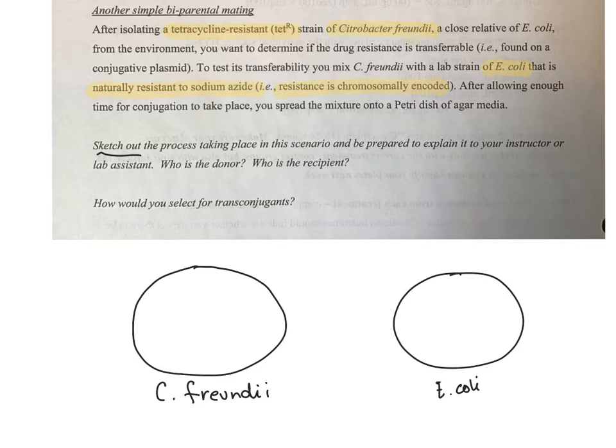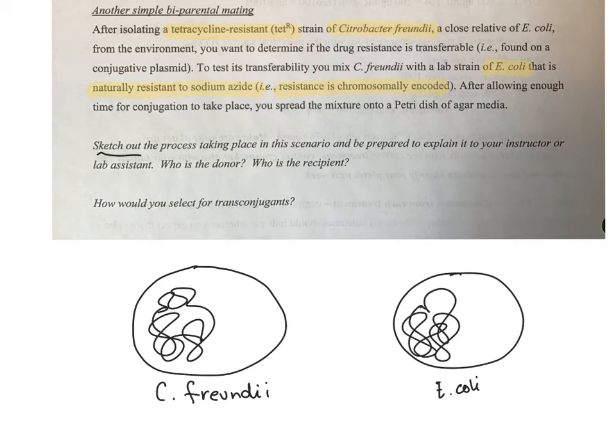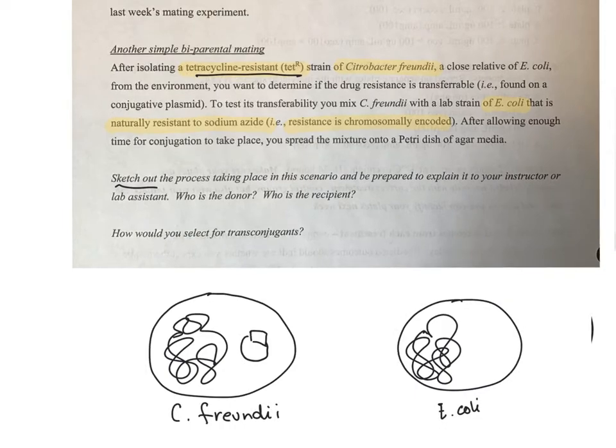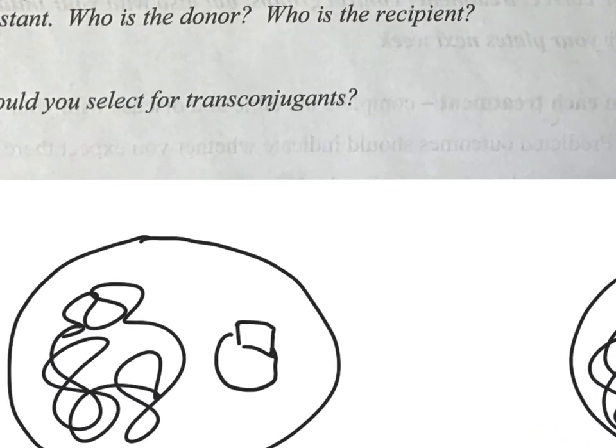Now, when I draw this out, I always like to draw out the fact that they have a chromosome, so this is their chromosomal DNA. They both have chromosomal DNA. And then the other important information is that the Citrobacter frundi has a tetracycline resistance gene that may or may not be on a plasmid. So really what we have going on here is we've got a plasmid, potentially, in Citrobacter frundi that we think may have an antibiotic resistance gene. And we think this is TET resistant. Go ahead and write that in here.